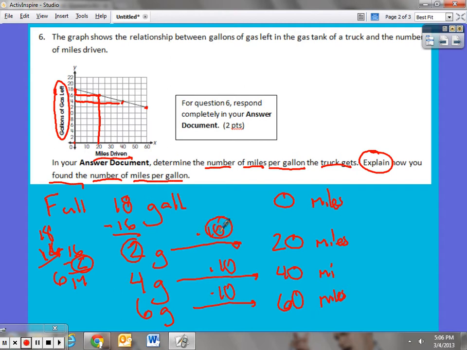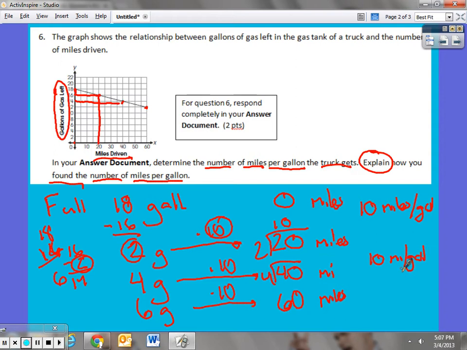So that must mean to me, now also I could divide all these by 10. Or maybe I could divide this by 2. If I divide this by 2, that gives me 10. So if I travel 20 miles on 2 gallons, that means I get 10 miles per gallon. Okay, same thing here. When I have 40 miles, 40 divided by 4 gives me 10 miles per gallon.